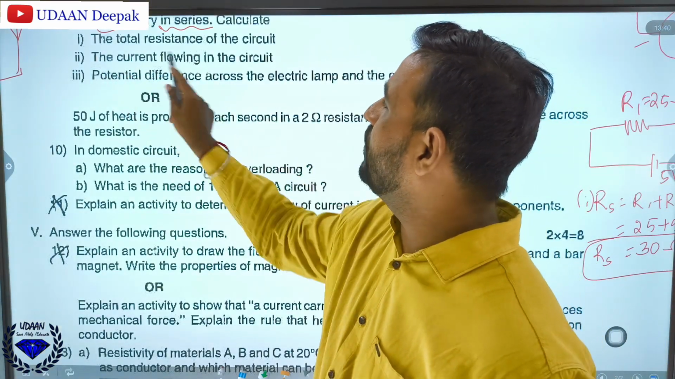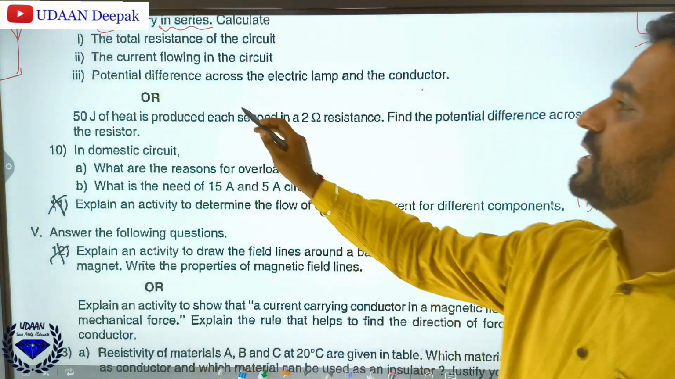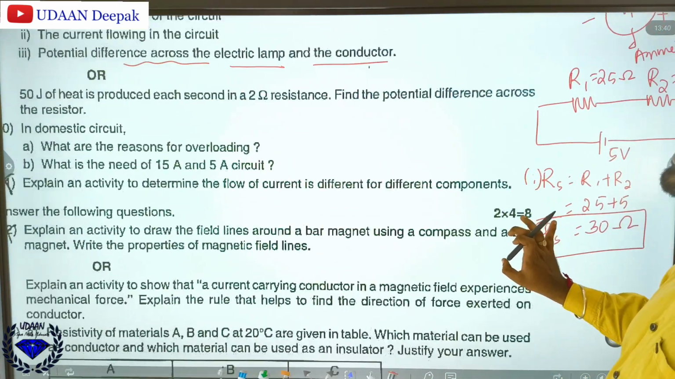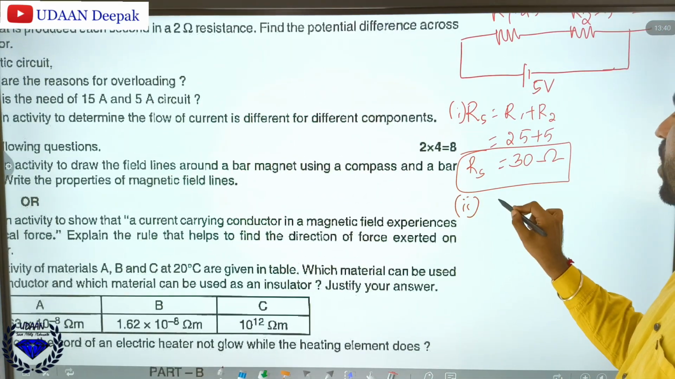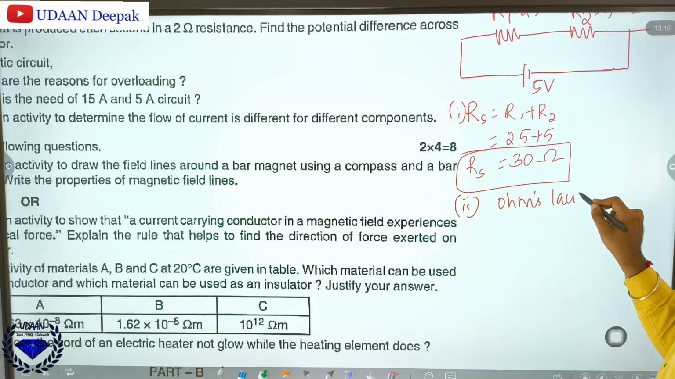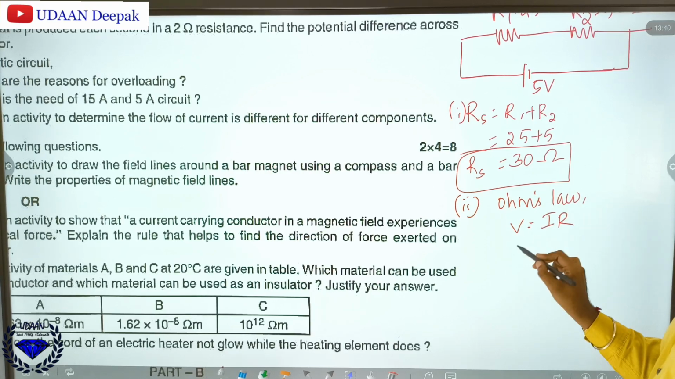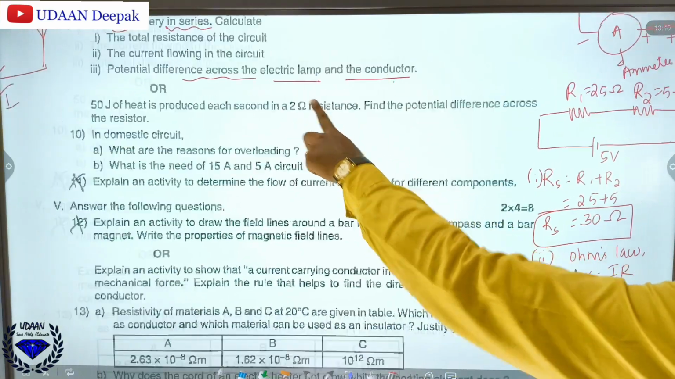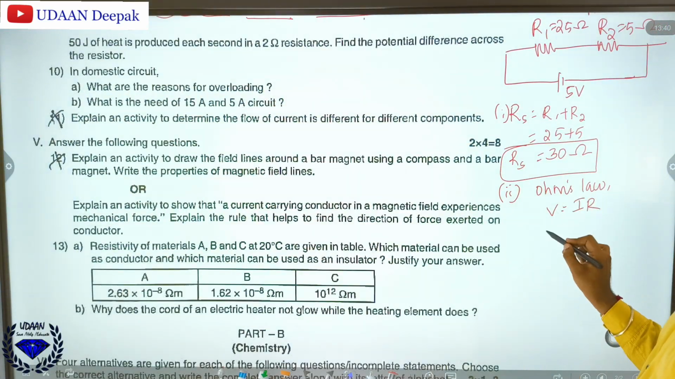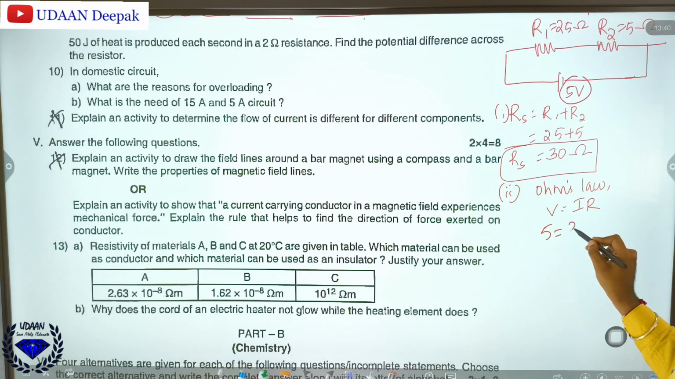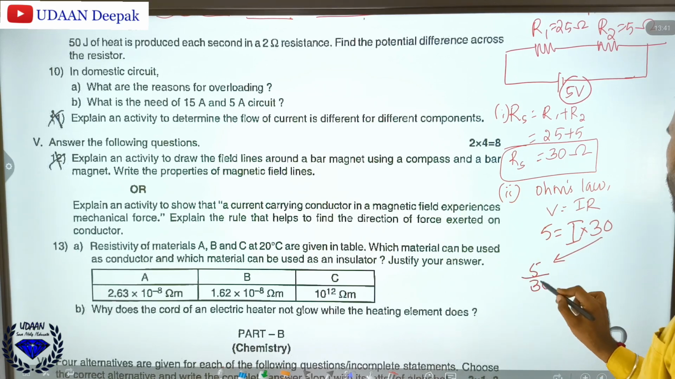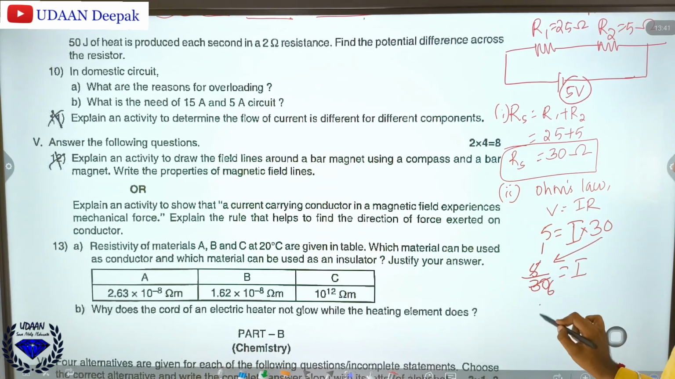Then the second one is the current flowing in the circuit, and the third one is the potential difference across the electric lamp and the conductor. So you should find the current flowing through the circuit. For that we use Ohm's law. What is Ohm's law? V is equal to I into R. We need to find the current in the circuit. Voltage is 5 volt, current we need to find, that is I, and resistance is 30, which we have just found. So 5 by 30 equal to I.